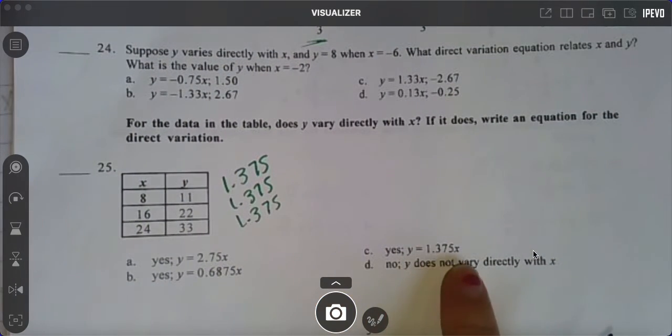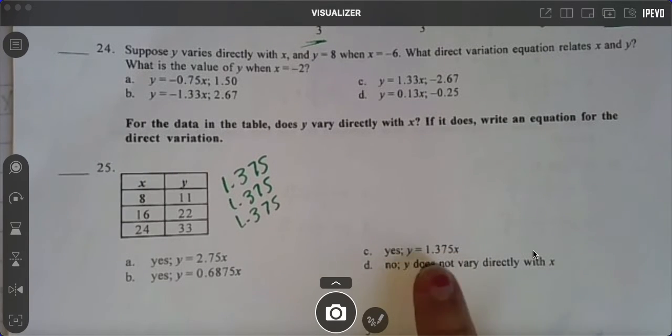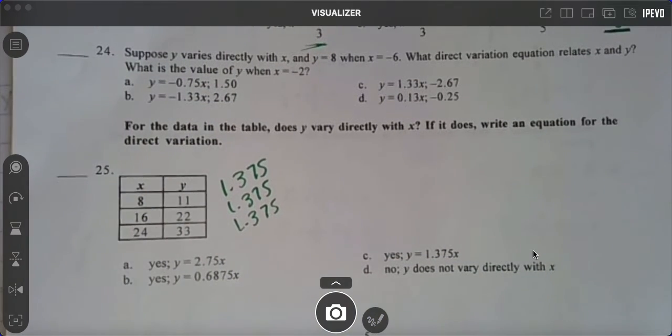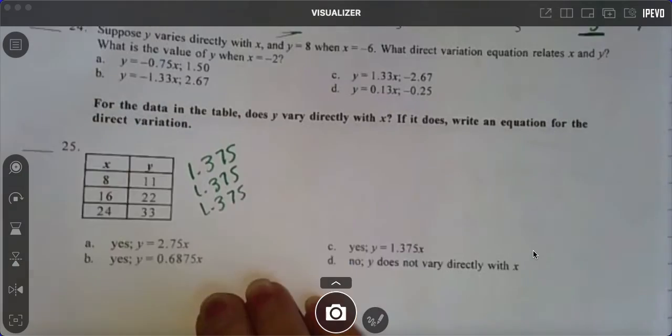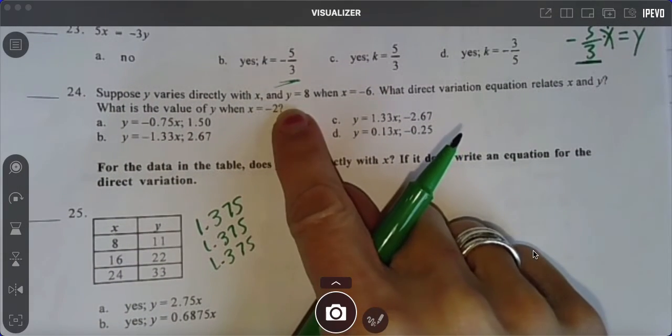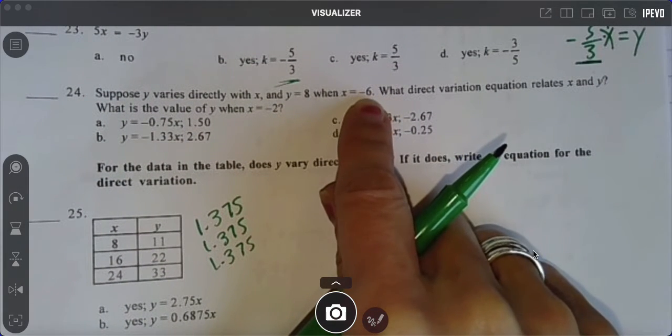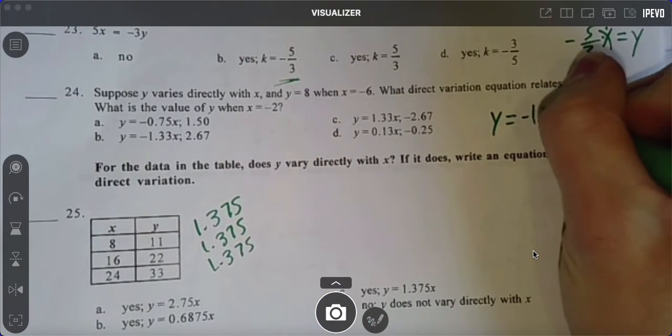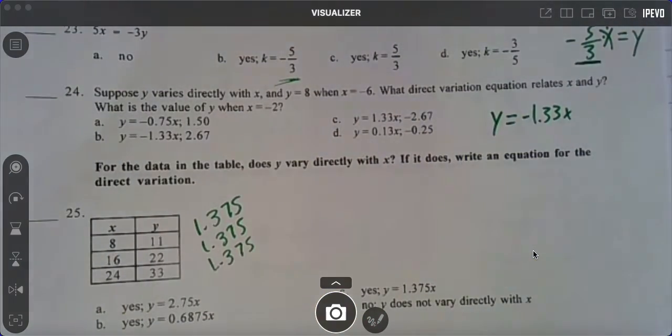Now do you see how they wrote their equation? What is it? Y equals 1.375x. Right? They used that. They divided their y by their x, and that's their constant. Guess what we did on 24? We took our y and divided it by x. And what did we get? -1.33. So I wrote that. Okay? Is this making sense now?